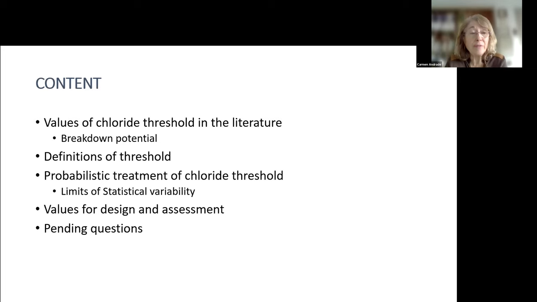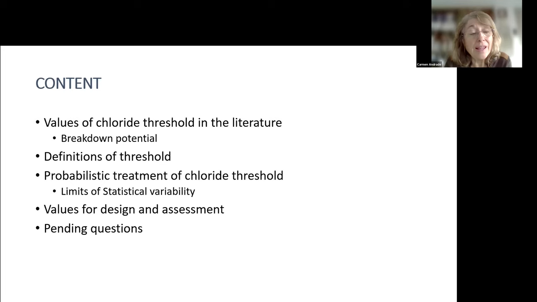The content of my presentation is that I am going to comment on the old values of chloride threshold in the literature and the breakdown potential and the techniques that were used. Also, the importance of the definition of what we understand as chloride threshold after the probabilistic treatment of the chloride threshold and the limits, the concentration limits for this statistical variability.